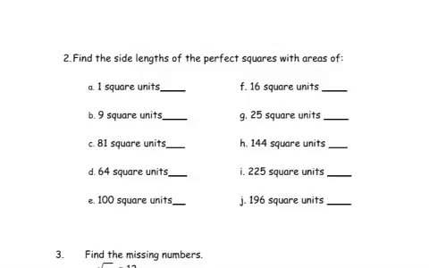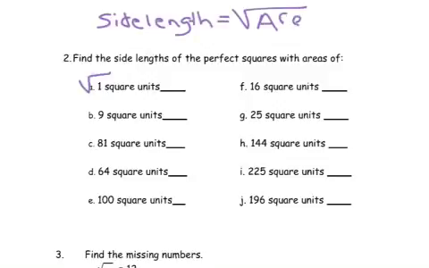The next problem says find the side lengths of the perfect square with areas of the following. That's just what I was talking a little bit about on the previous page. All you're basically doing in this section is taking the square root of each value, because I give you the area to find your side length. You always take the square root of your area. So for example, the square root of 1 is 1. The square root of 9 is 3, and so forth, because 3 times 3 gives you 9. Pause the video, try to do C through J, and then check your answers with what I have, please.